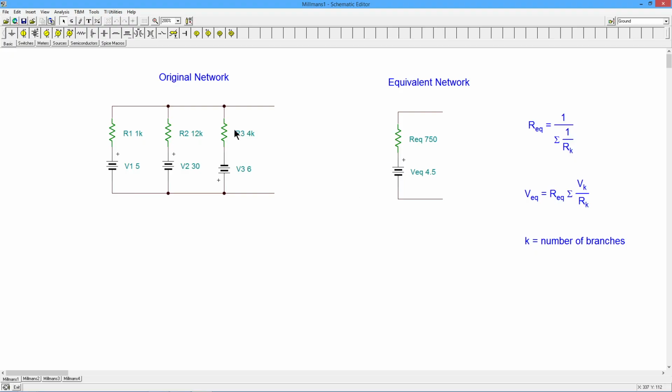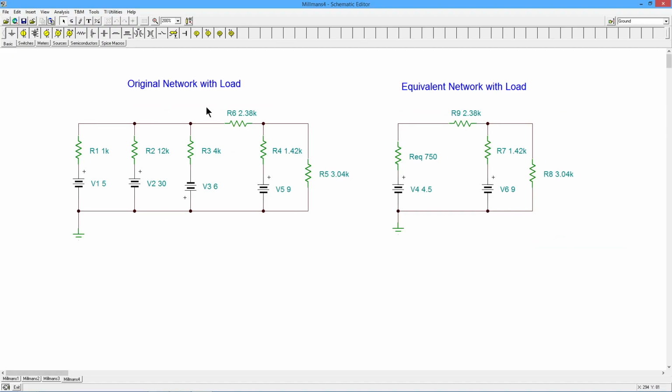Okay? All right, so the theorem basically says I can remove this from my circuit, replace it with this, and the results in the remainder of the circuit, the voltages and currents and so forth, powers, whatever, would be identical. There wouldn't be any difference. So let's do that. So here's that set of 3 voltage sources. Here's the equivalent.